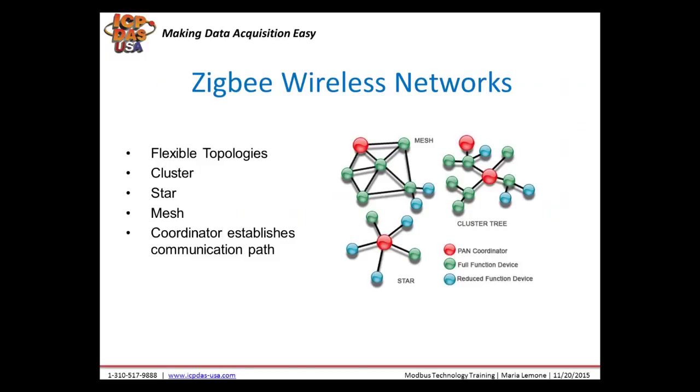As you can see here, it supports flexible topologies, including cluster, star, and mesh. And the host is the device that establishes the communication path. Each end device works as a repeater, so it's a pretty robust network. And in case there's some obstruction, like a big steel truck in the way, the communication can reroute itself. The host can pick a different route for the communication to get across.